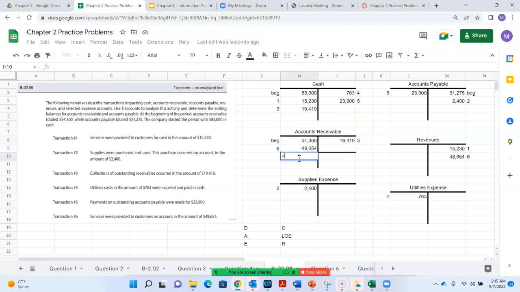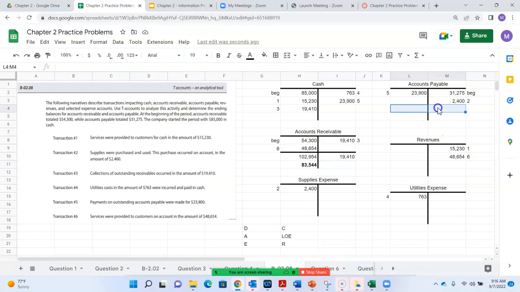So let's do that. Our total debits for accounts receivable, we have 54,300 plus 48,654. Let's put a plus sign, not an equal sign. There we go, add them up. Those are our total debits. And our total credits, we just have one amount, so it's just that. Then the last step is to take the difference, right? Clearly we have more debits than credits. Therefore, we're going to have an ending debit balance. So we're going to do this minus this. And this will give us, I'll bold it, that is our ending accounts receivable balance.